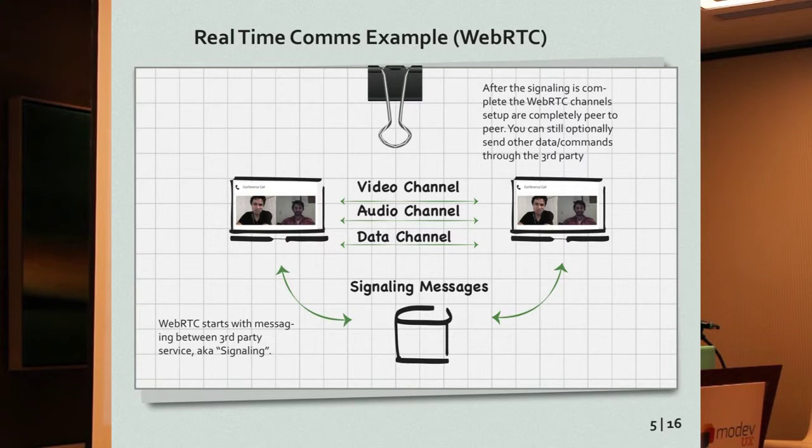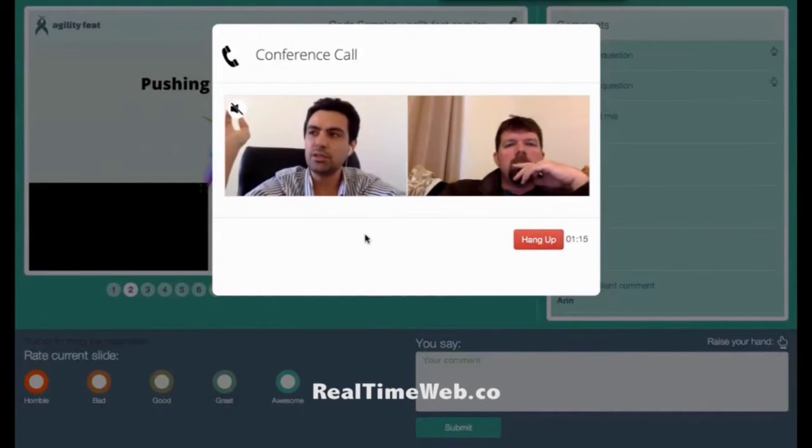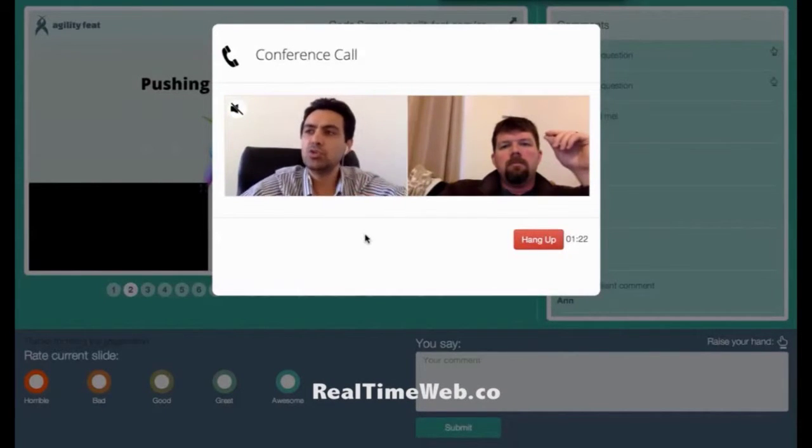A more elaborate example is a real-time communication example using WebRTC. This is a conferencing app that we built. What they do is you establish a connection through a third party, but then the connection is peer-to-peer. And you have a video channel, an audio channel, and a data channel. And you can start sending information between peers, and you can use web-based camera. So for example, here in this example, we're having a call between two people using their browsers.